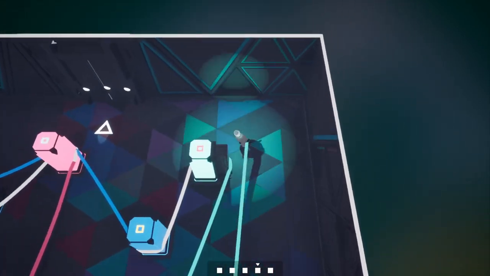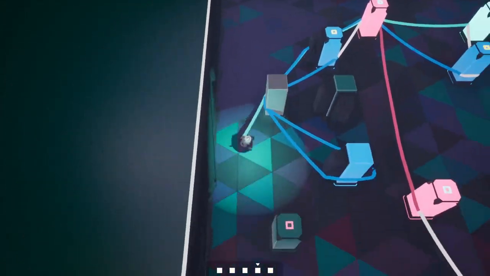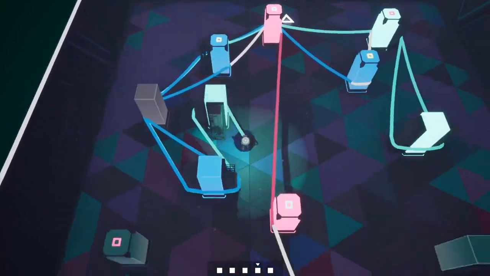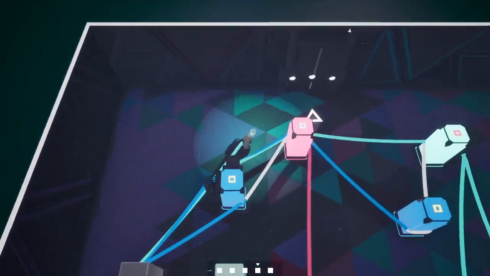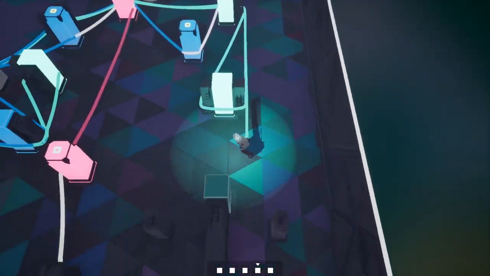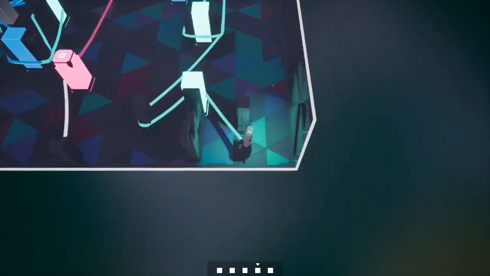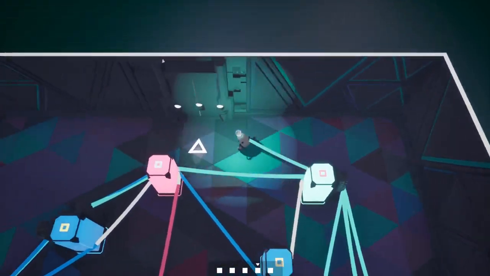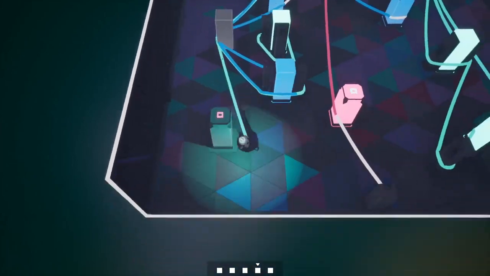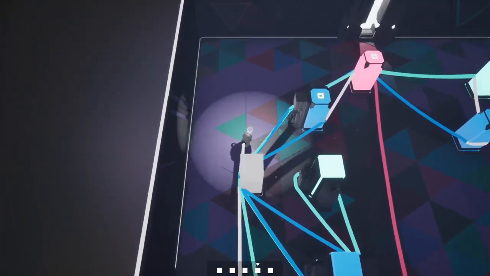Ooh, actually, this might be it. This may, in fact, be it, because I can go around like this. Really tracing the line here. We're making a lot of aquamarine or cyan, where the hell this color is. There we go. Oh, wait, okay.